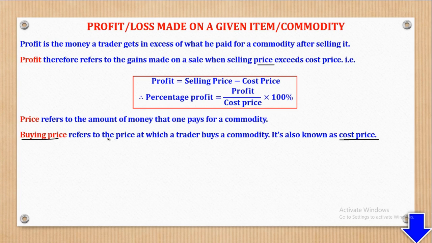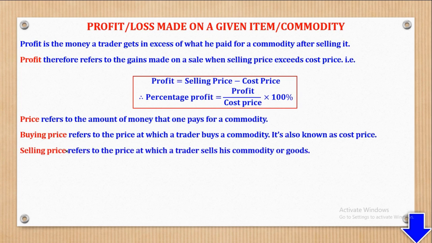So these two words mean the same thing, and the amount which the trader pays to buy a certain commodity at wholesale, then when he sells it, the price at which he sells it is what we call the selling price. Therefore we shall say that selling price is the price at which the trader sells his commodity or goods.